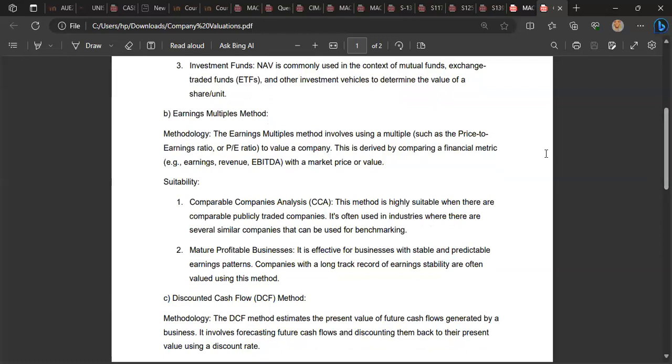And then the next method, which is very common here with UNISA, is the earnings multiples method. Right? The earnings multiples method. This one is very, very, very common. You most likely, if it's a question on valuation, it's most likely going to be on this, and it will carry relatively significant marks. So the earnings multiples method involves using a multiple such as the price earnings ratio. So this is the one that we normally use here, the price earnings ratio.